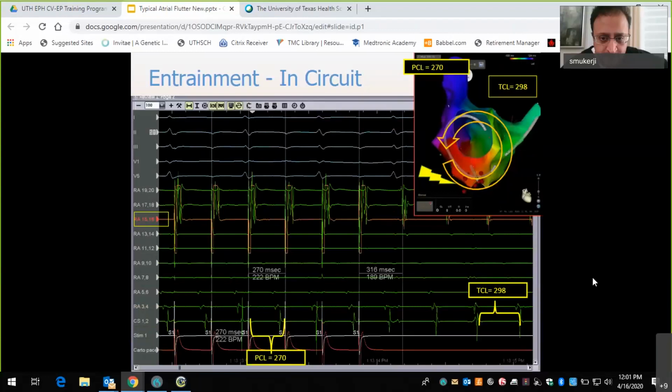Looks like we lost Dr. Mukerji, huh? I didn't know if it was me. Mike, so pacing from the CS910 indicates.